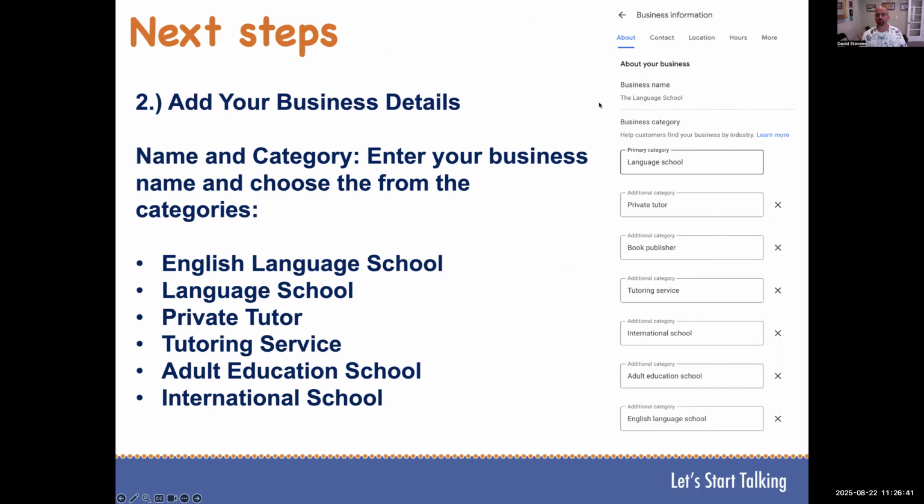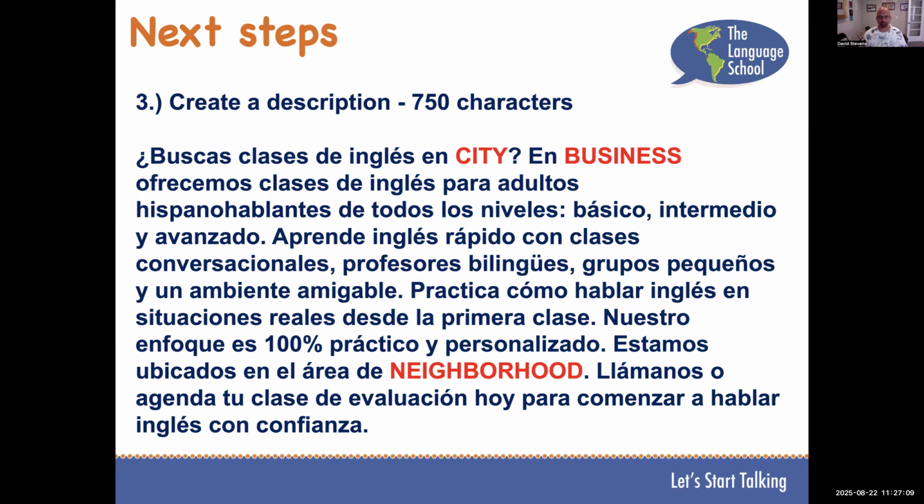And then you choose your business categories. As an ESL teacher, you're going to want to put in English language school, private tutor, tutoring service, adult education school, and international school. I've got a couple of others just because I publish my own books. I'm also a book publisher, but you don't have to put that into your profile. You really just want to choose the most relevant categories that you're going to be using for your school.